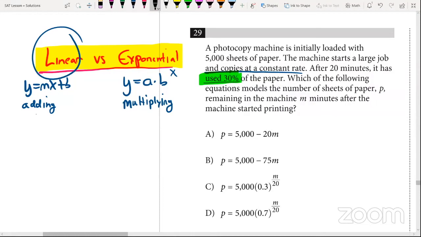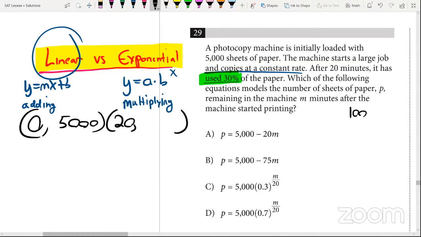So now that we know it's linear, we know it's a y equals mx plus b, we can view it as 2 points. When 0 minutes has gone by, at the beginning of this all, there were 5,000 sheets of paper. When 20 minutes goes by, we've used 30% of the paper. So let's talk about that really quickly. When you're dealing with percents, you start at 100%. If you lose 30%, it goes to 70%. If you gain 30%, it goes to 130%. And in decimal form, this would mean multiplying by 0.70, and this would mean multiplying by 1.3.